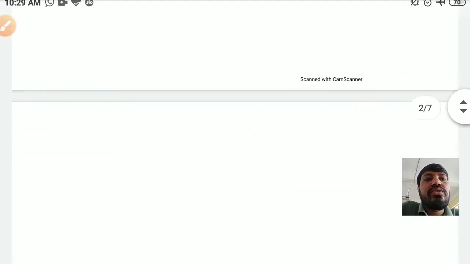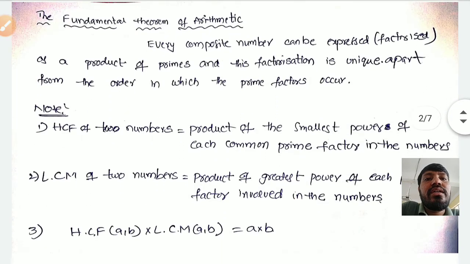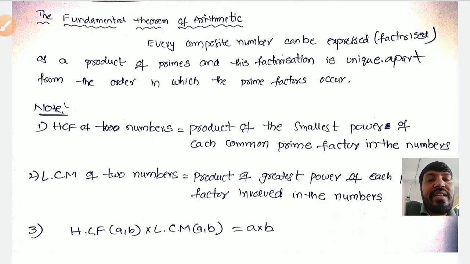So now let us go to the actual topic, the fundamental theorem of arithmetic. The fundamental theorem of arithmetic says that every composite number can be expressed as a product of primes, and this factorization is unique apart from the order in which the prime factors occur.